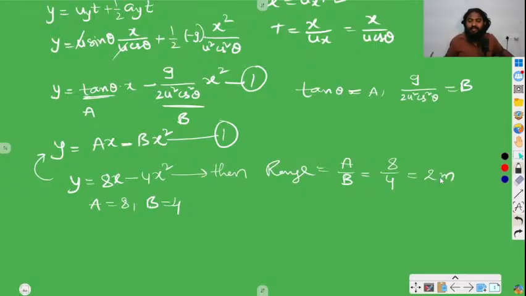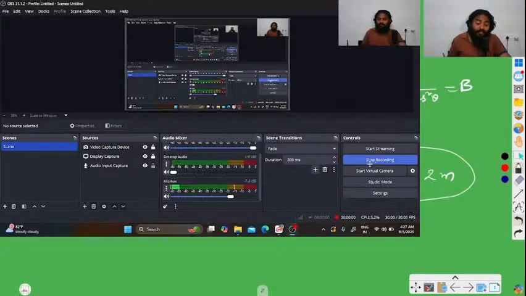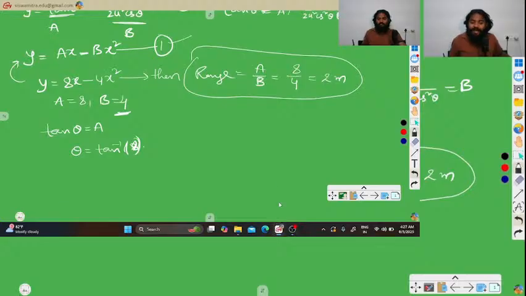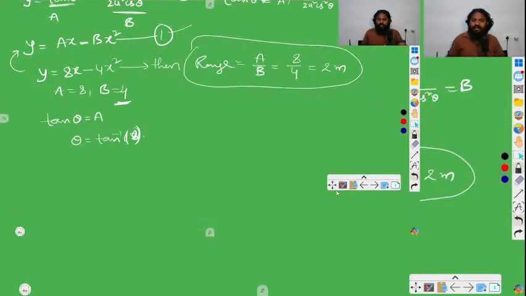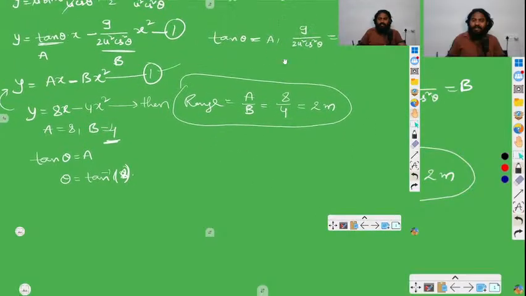Okay, clear? Now I'll tell you how this formula a by b came. Not only the range; from the equation y is equal to 8x minus 4x square, they will ask you to find the initial velocity and the angle at which the object was projected, and the time of flight, and the maximum height. So let us derive all the equations needed to find these, right? For example, if they ask you to find the initial velocity, then you know very well what to do from this equation.